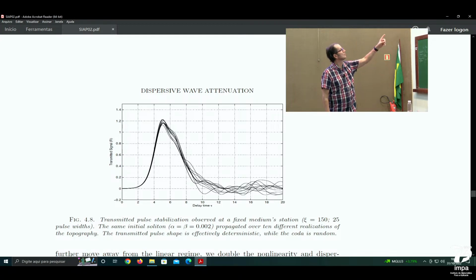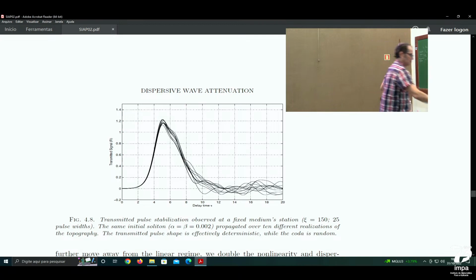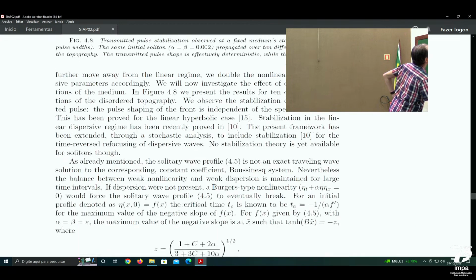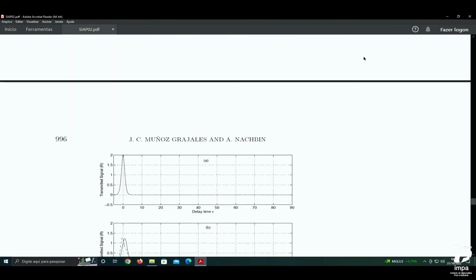So here, you see, the last sentence, the transmitted pulse shape is effectively deterministic. That means for a certain class of random topographies, the shape, the apparent diffusion, is deterministic. But the coda, no, the fluctuations depend on the medium you have sampled. Okay? So here we show, see, the front is pretty much the same. And let me see what is the other figure. I didn't remember this one.